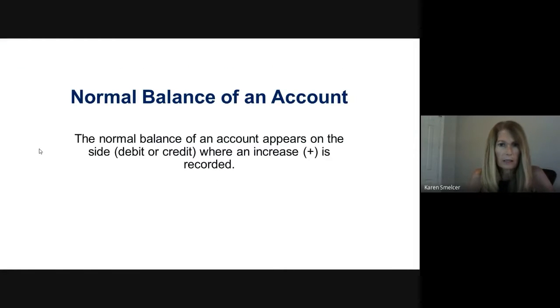So the normal balance of an account is considered to be on the side where an increase is recorded. So as we saw on those T accounts, sometimes it's the debit side and sometimes it's the credit side. So don't think of debit as a plus and credit as a minus. That's not necessarily the case. They can be either, depending on the account you're using.